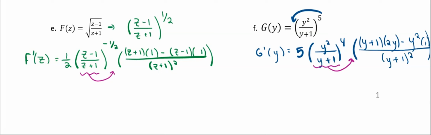Again, you could try to simplify it if you want. I'm going to leave it right there. So these are a few examples of our quotient rule and chain rule combined.